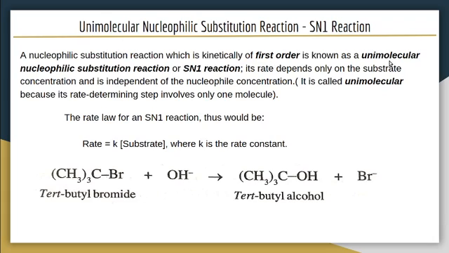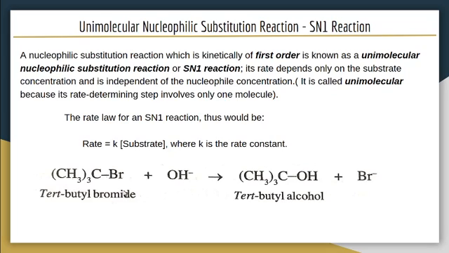That is why the name unimolecular. Unimolecular means its rate depends only on the substrate concentration. That means only one single molecule is involved in the rate determining step, and the rate is independent of the nucleophile concentration. So here you can see the rate law for an SN1 reaction: rate is equal to K into substrate, where K is the rate constant.